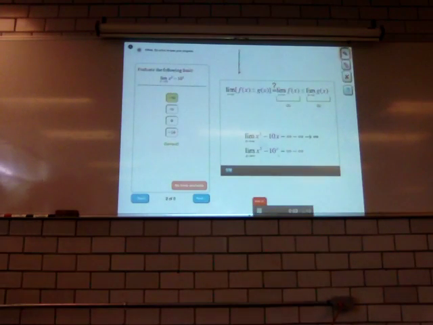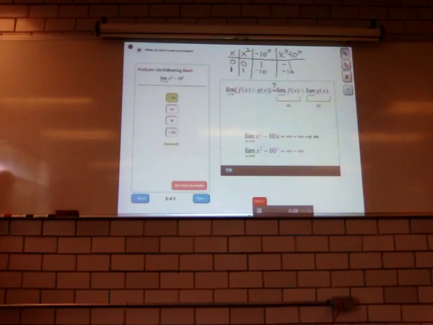Let's try plugging some values and seeing which term dominates. So when x is 0, x squared is also 0, and the 10 to the x is 1. So the overall expression, x squared minus 10 to the x, is going to be minus 1. When x is 1, this becomes 1, this becomes 10, and we get minus 9.